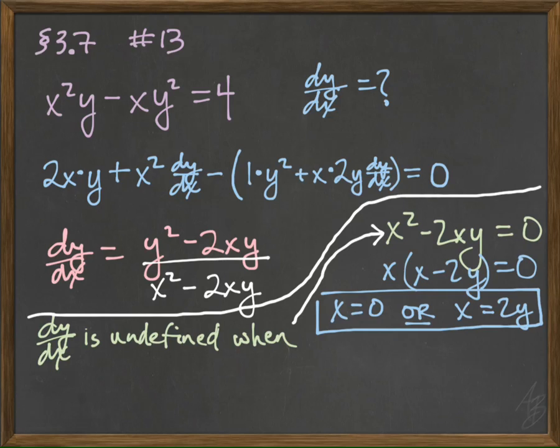That's better. Okay, so the derivative is undefined when the denominator is equal to 0, so it's going to be at x equals 0 or x equals 2y. So then how would we write that? How would we write an answer to what the book actually asked? So the book actually asked when it is defined.